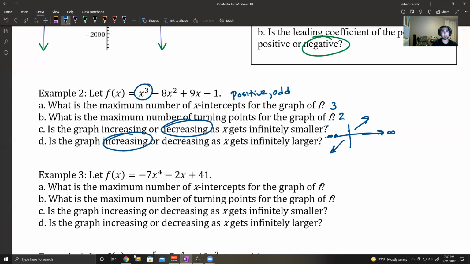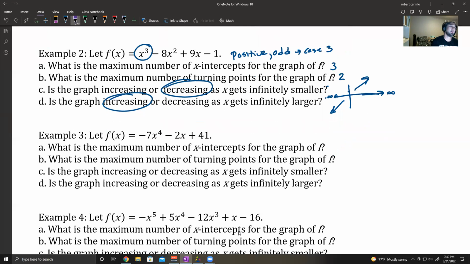So here I'll say positive odd case 3. Okay, let's try it again. Example 3. Down, there we go. We have negative 7x to the fourth minus 2x plus 41. All right, before we begin, we should write down what we have.